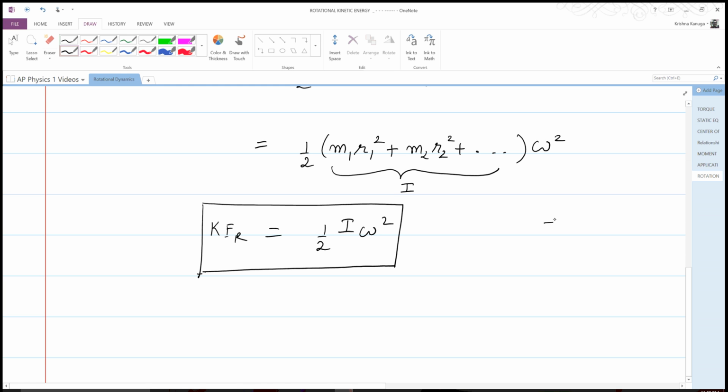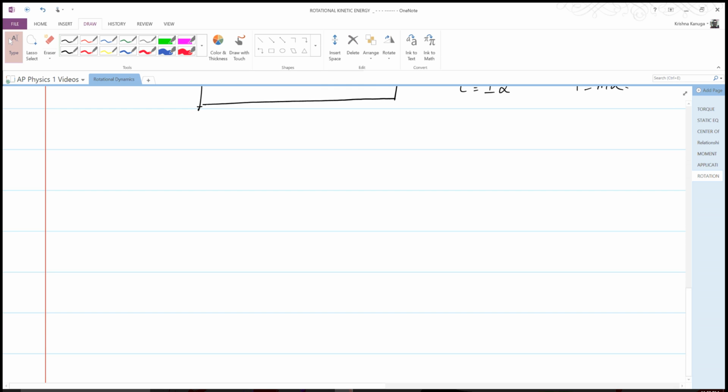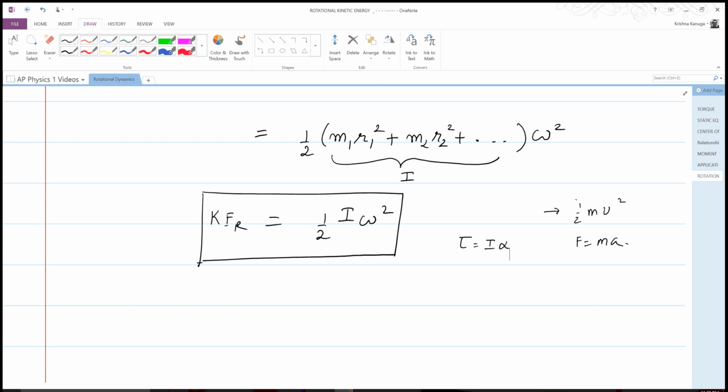It is similar once again to the translational kinetic energy of 1/2 mv squared. We're replacing m with I, v with omega, which seems to be the theme. F was equal to ma here, but in the rotational case we have tau equals I alpha, so we replace m with I and a with its angular part. So we got all these little pieces here. Now, in the next video, we will apply the concept of energy and rotation to problems.